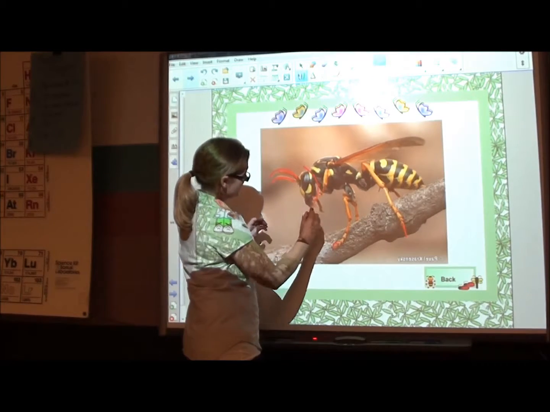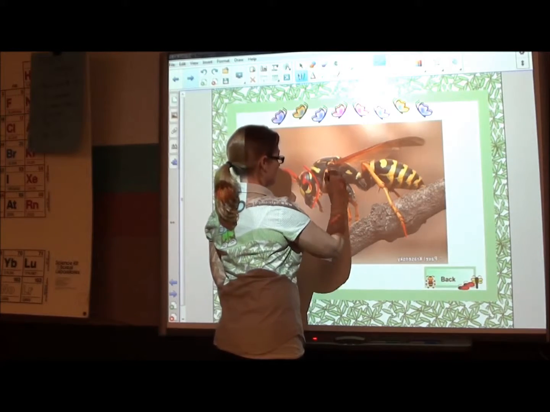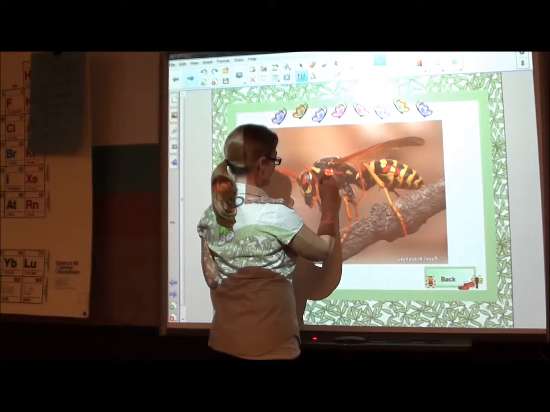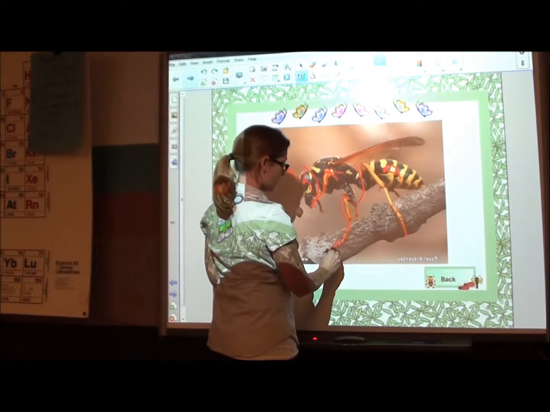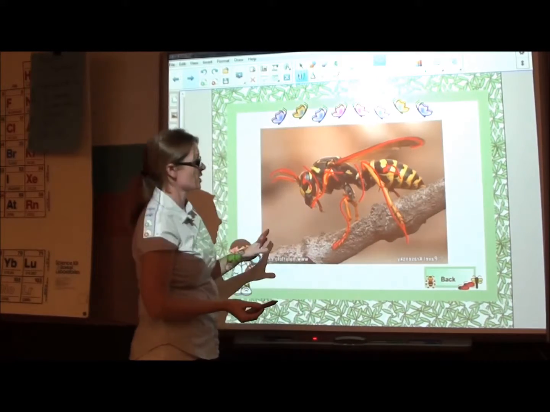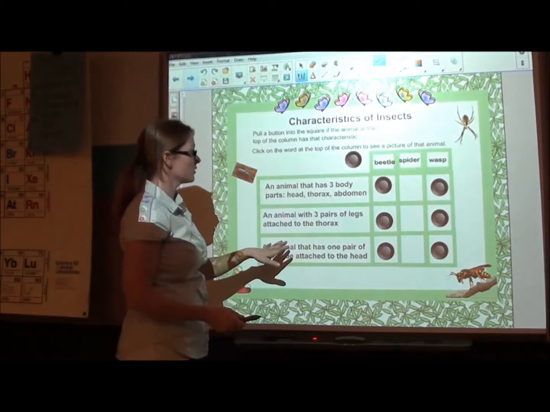I do see antenna there. I see a head. I see a thorax, and I see an abdomen, and I see a leg right here, a leg right there, a leg right there, and then of course the wasp's wings. And we would go over here.